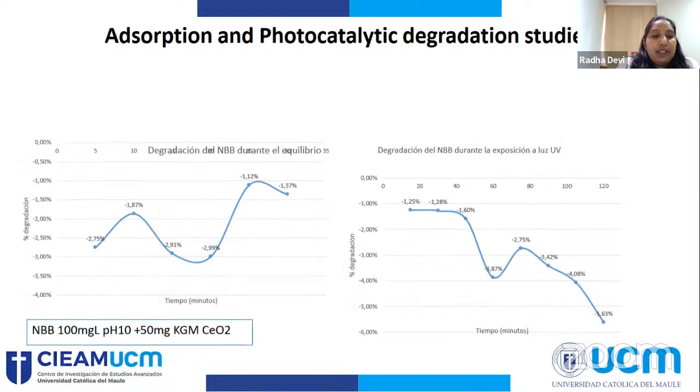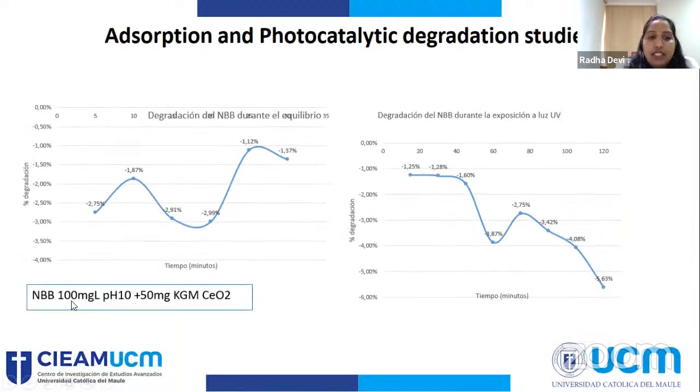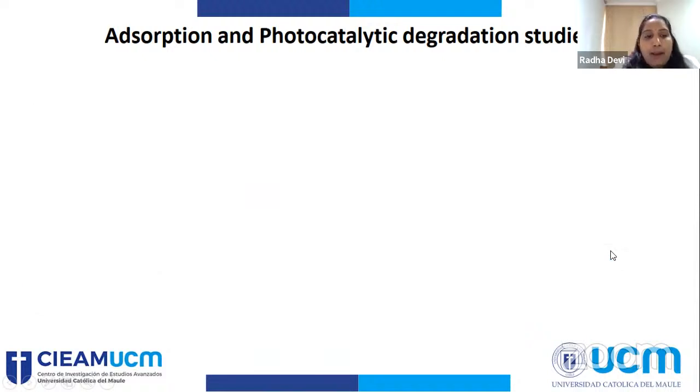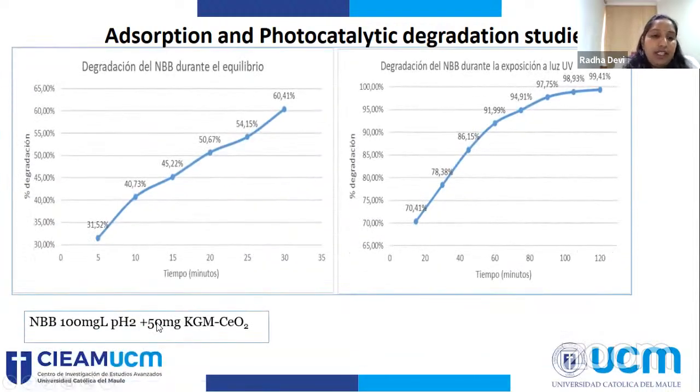Similarly, we did another experiment at a pH of 10 using the same dye concentration and the same amount of nanoparticles. Here, the equilibrium did not show very effective, which indicates that the nanoparticles did not have affinity towards the dye molecule. Similarly, at exposure to the UV light, it also showed less affinity. But at acidic conditions like pH 2, we had very good results. In equilibrium within 30 minutes, it showed an adsorption of the dye molecule of 60%, and with further exposure to UV light for another 120 minutes, we could see a degradation of 100%.